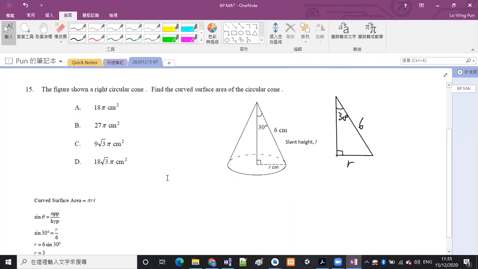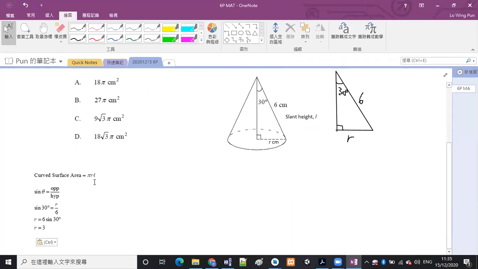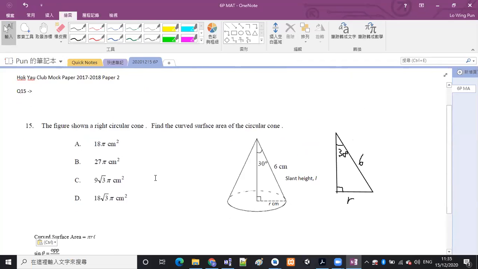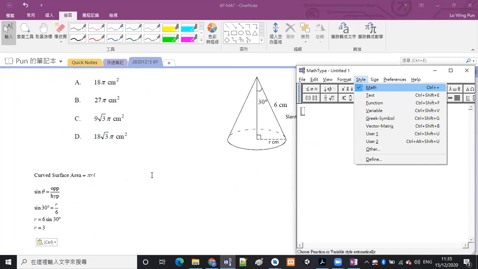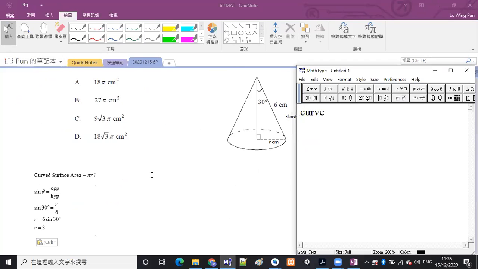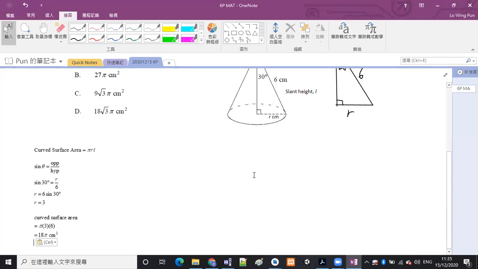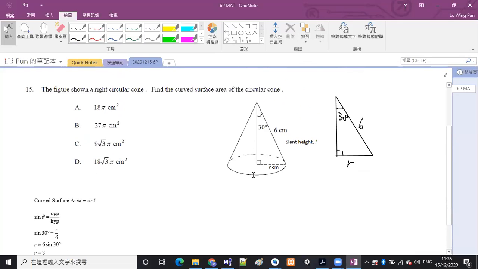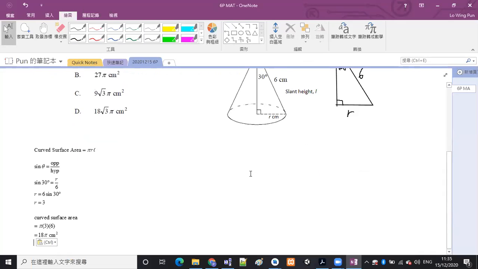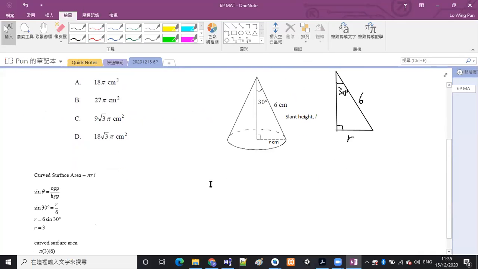The question asks us to find the curved surface area. We just use the pi r l here. So the curved surface area is equal to pi times 3 times 6. That should be equal to 18 pi cm squared. So the answer is option A. Can you get this? This is number 15.